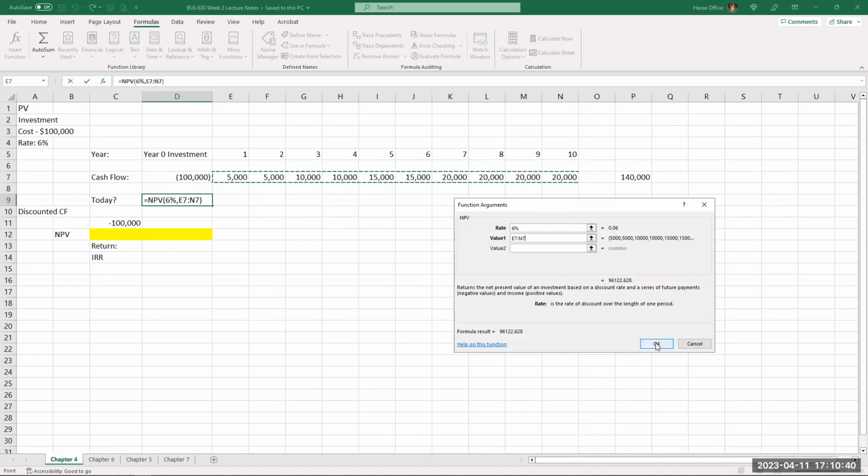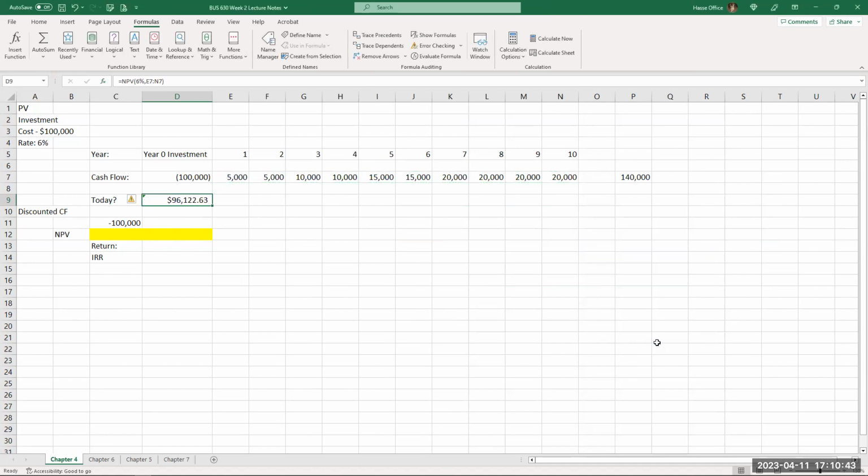And then we hit OK. And as you can see, the discounted cash flow is actually worth $96,122.63. Uh-oh, we see some problems. So if we take that difference, the difference between the investment and the discounted cash flow, we get a negative net present value of $3,800. In other words, this is a bad investment.